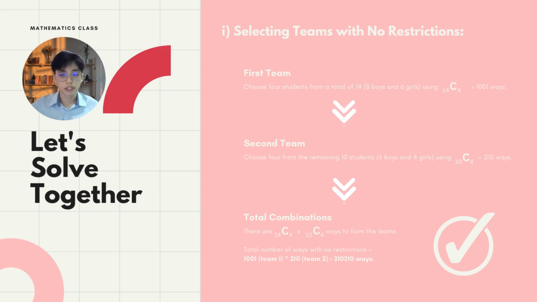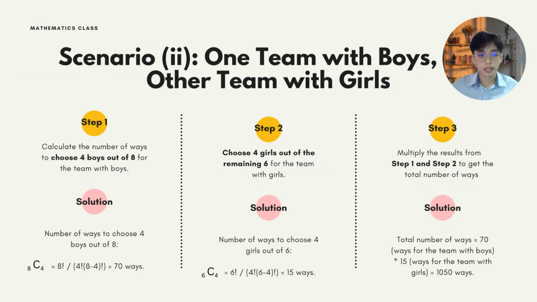For the second step, we'll calculate the number of ways to select another 4 students from the remaining. Therefore, the number of ways to choose 4 students out of the remaining 10 students is 10 combination 4, which is 210 ways. And finally, we'll multiply the results from step 1 and step 2 to get the total number of ways to select the 2 teams. So in this case, the total number of ways with no restrictions is 1,001, which is from team 1, multiplied by 210, which is the ways for team 2, and the result will be 210,210 ways. Next, we'll proceed to the second scenario.